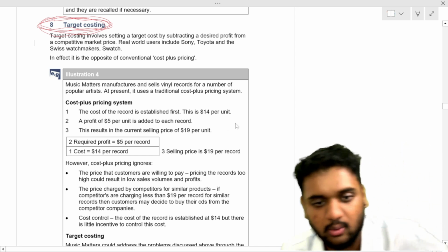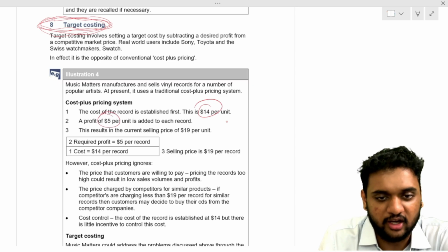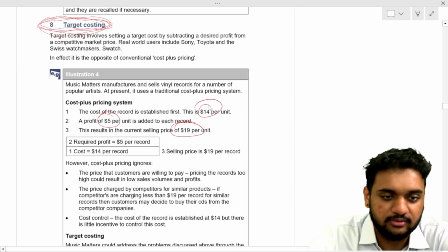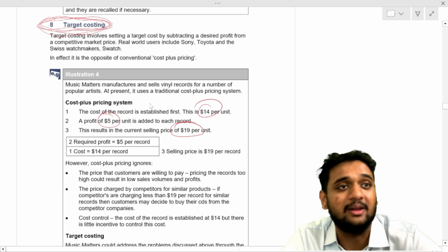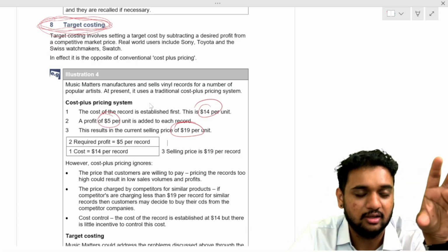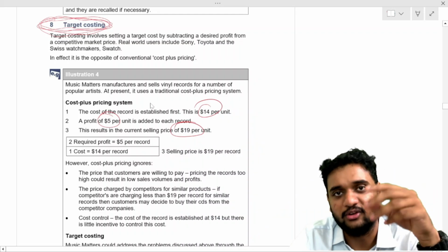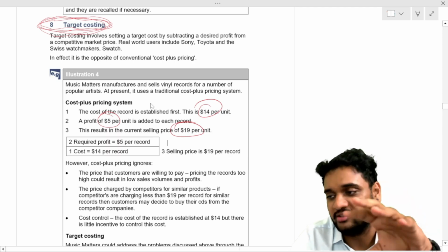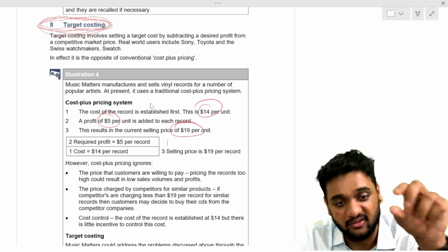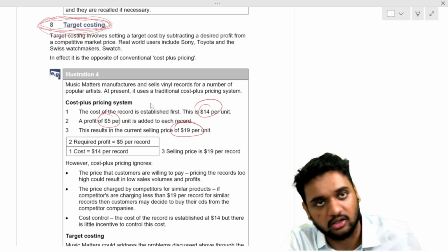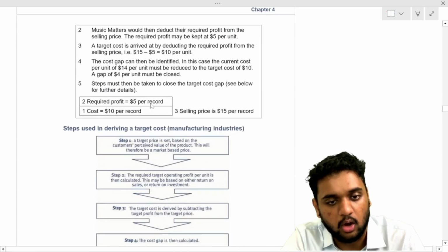Come to illustration number 4. What is given to us? The cost is $14, profit is $5. So our current selling price is 19 rupees. This is what you normally do in cost plus pricing. We arrive at cost, we add a profit to it, we arrive at the selling price. If we do this, what will happen? Employees will not take any effort to reduce cost. Whatever cost they incur, that they'll get as the actual cost. Because target cost came into the picture, we will give them a target cost and they have to make their cost match the target cost. They have to do whatever they want in order to come to the target cost. Understood? Now, how will we arrive at target cost?